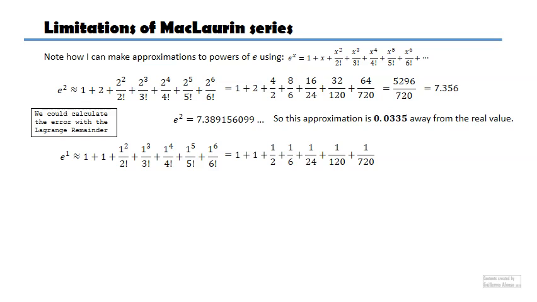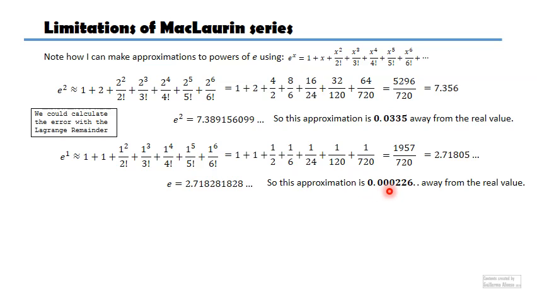And if I add this up together, I get 2.71805 and so on. And actually, that's 0.000226 away from the real value. And you can see that this one works a lot better than this one. The reason why is because these numbers are much smaller than these numbers here. Hence, each subsequent element of the series is much smaller.